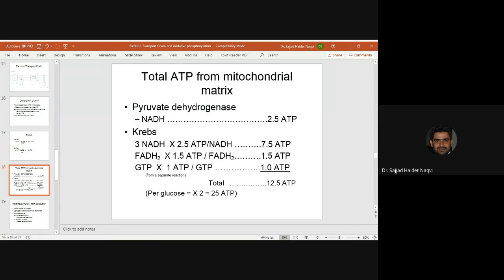But just to let you know, in pyruvate dehydrogenase there was one NADH, so 2.5 ATPs. In the Krebs cycle, there are 3 NADH produced. You will go through it in detail in your next semester. So there will be 7.5 ATPs. One FADH2 is produced in the Krebs cycle, so that is 1.5 ATP. And one GTP is produced, which is equivalent to ATP. So if you total altogether, per molecule of glucose, there will be 25 ATPs produced.